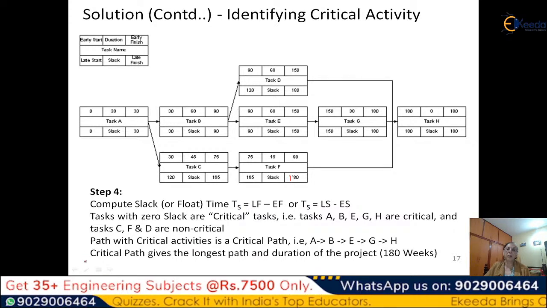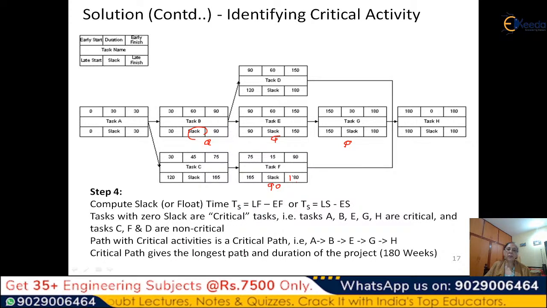Similarly, task C is non-critical, and task D is also non-critical. But if you take this path A, B, E, G, H, you will find that for each of these tasks A, B, E, G, H, this difference is always 0. So this slack is always 0 in each one. Whereas here it is positive, 180 minus 90. So here you have a 90, or 165 minus this. So you have a very large slack here. Okay. So check it. If there is a mistake, you have to check it.